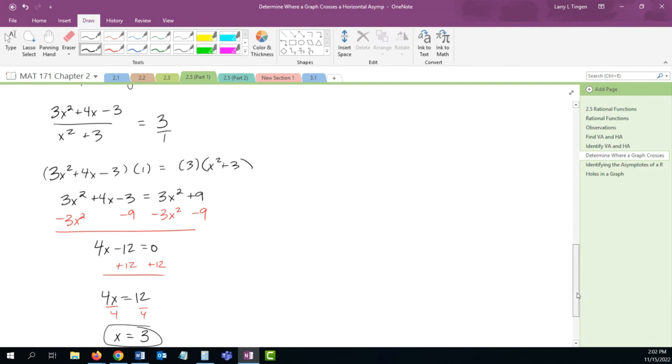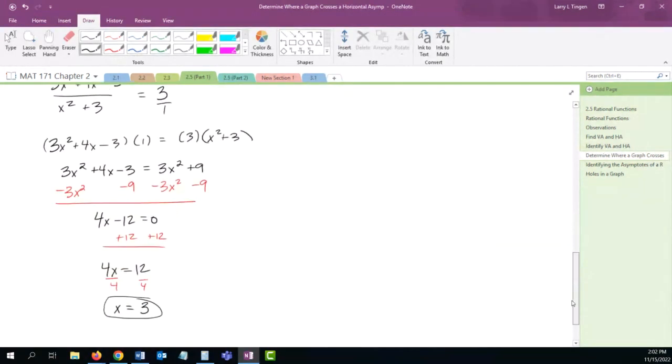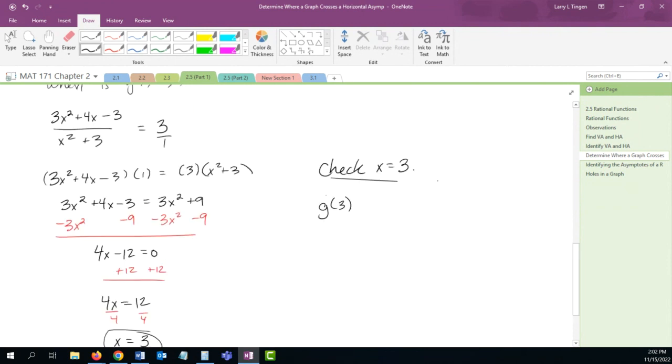And now, to check, I'm going to find g at 3, which is 3 times 3 squared plus 4 times 3 minus 3 over 3 squared plus 3.